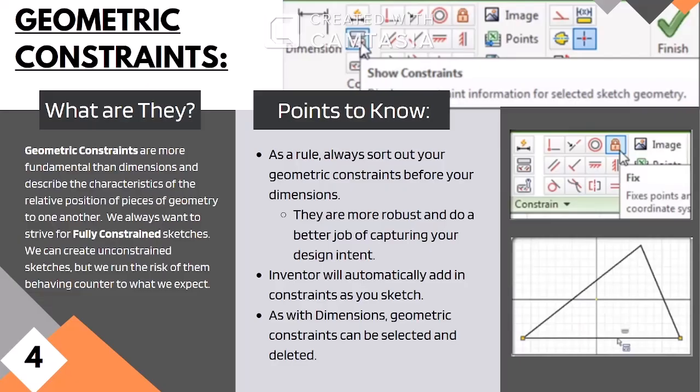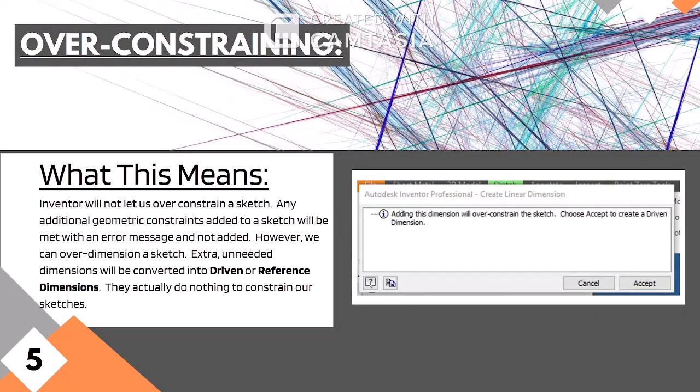So as a rule, we always want to apply our geometric constraints first before we go in and start adding in our dimensions. This helps preserve the sketch and make sure nothing weird happens as we're going along and adding our dimensions in. As we're going along, Inventor will automatically add in some of these constraints for us. So if I draw a line and go exactly 90 degrees up and draw the next line, it'll automatically throw a perpendicularity constraint in there for me. And just like our dimensions, our constraints can be selected and deleted out of our sketches if we don't want them, which leads us into over-constraining.